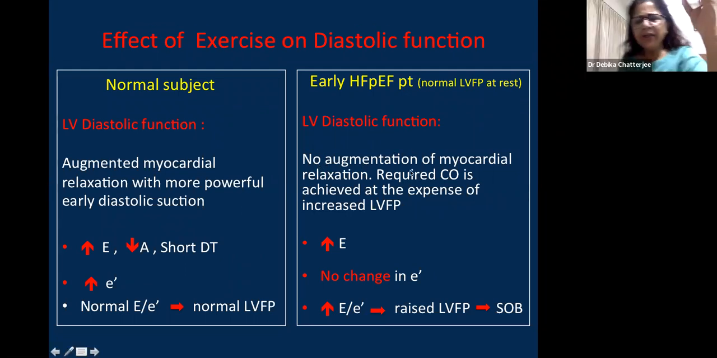there is no augmentation of myocardial relaxation, and the required cardiac output is achieved at the expense of increased LV filling pressure.